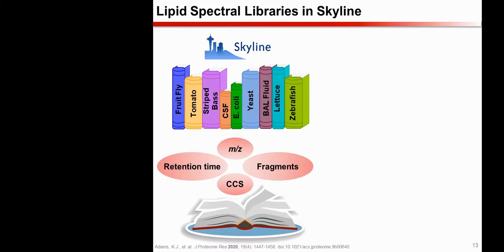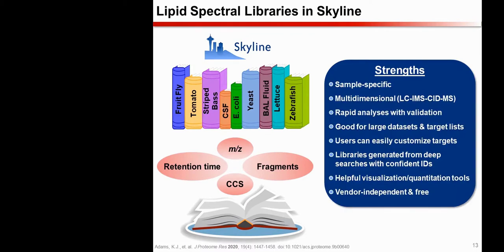So what we've been doing is taking our data from many different sample types and developing spectral libraries in Skyline, where each lipid has information on its M/Z value, its fragments, its CCS, and its retention time. And so the strengths of this method are that it is sample specific, multidimensional. The analyses are rapid, but you can manually validate your results. It's good for large data sets and target lists.